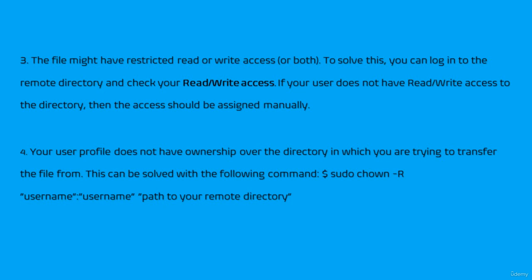Now, another top error reason might be that the file may have restricted read or write access, or both. To solve that, you can log into the remote directory and check your read-write access. If your user does not have read-write access to the directory, then the access should be assigned manually.